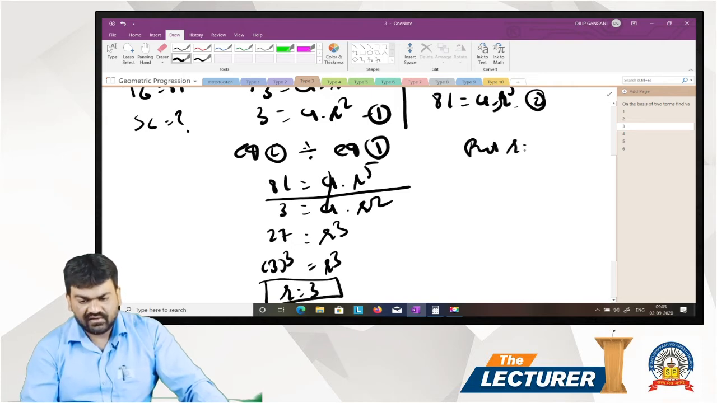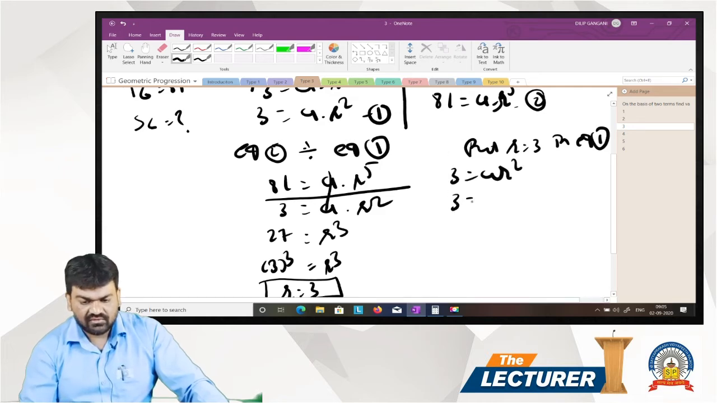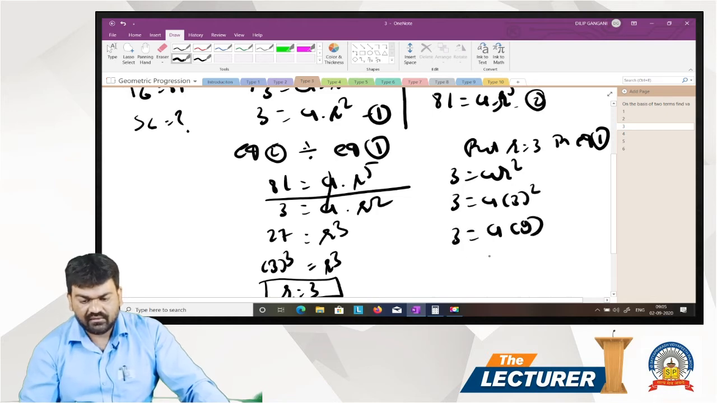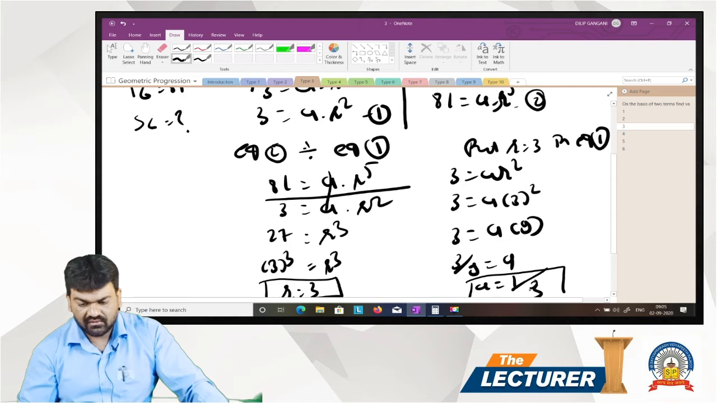Put R is equal to 3 in equation number 1. 3 AR square, 3 A, 3 no square is 9. 3 divided by 9 is equal to A. A is equal to 1 by 3.